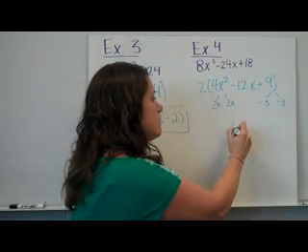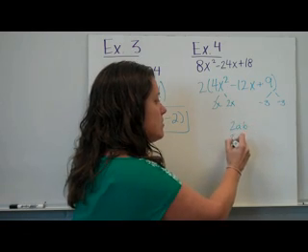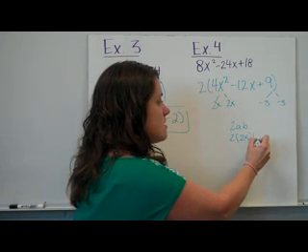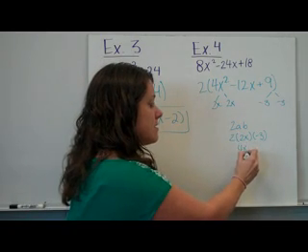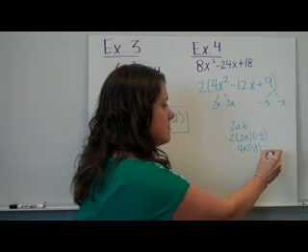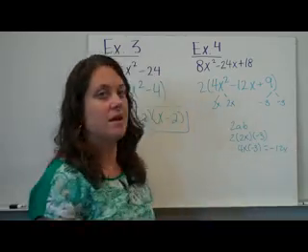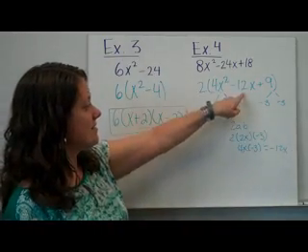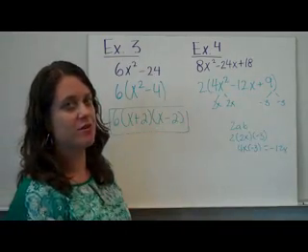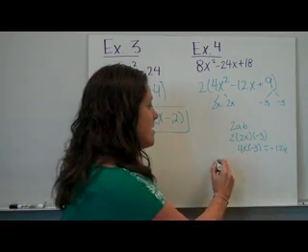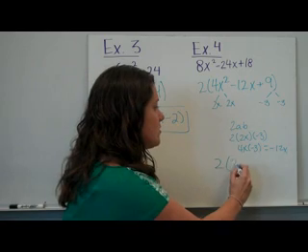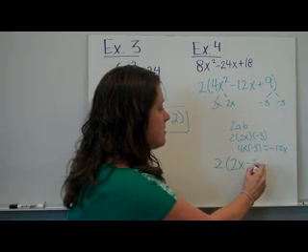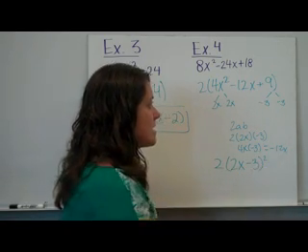So 2ab, 2 times 2x, times negative 3, that's 4x. Look at that! It matches. It is a perfect square trinomial, so look what I can do. All right, so it's a perfect square trinomial, so what can I do? I can do 2x minus 3 squared.